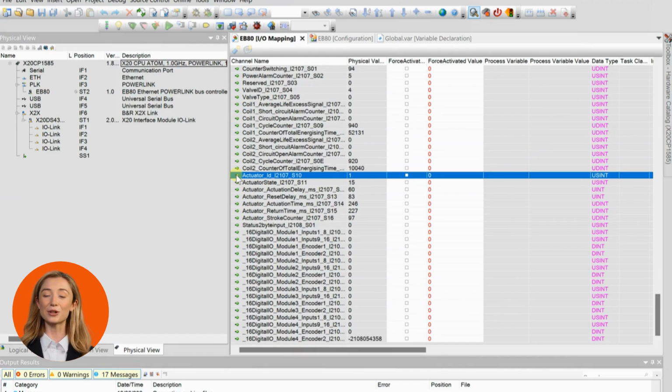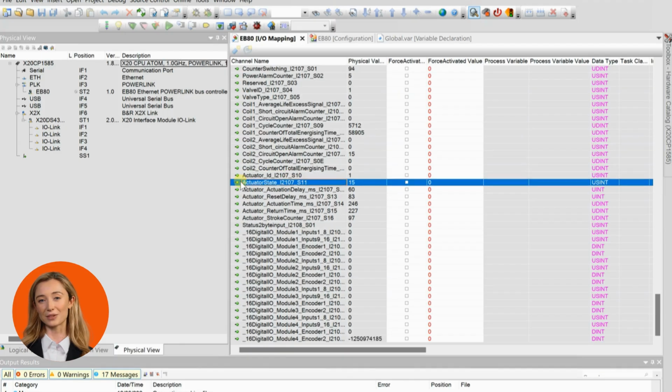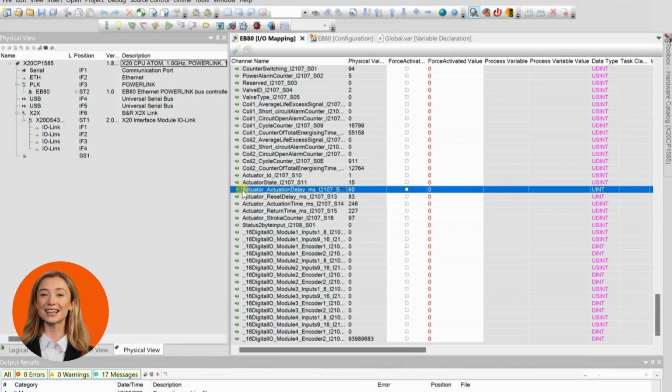Actuator ID is the number of the actuator to which the displayed data refers. State indicates which measured times deviate from the configured tolerance. Actuator delay is the delay time between the electrical activation of the valve and the actuator movement. Actuator reset delay is the delay time between the electrical deactivation of the valve and the actuator movement.